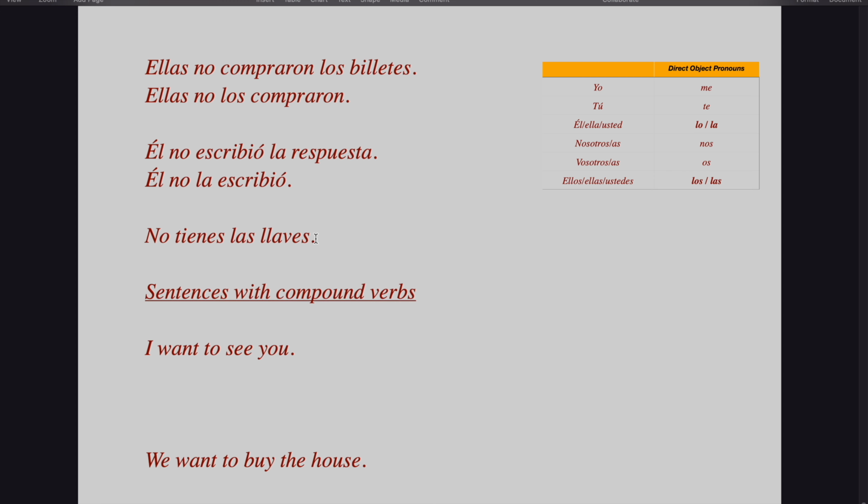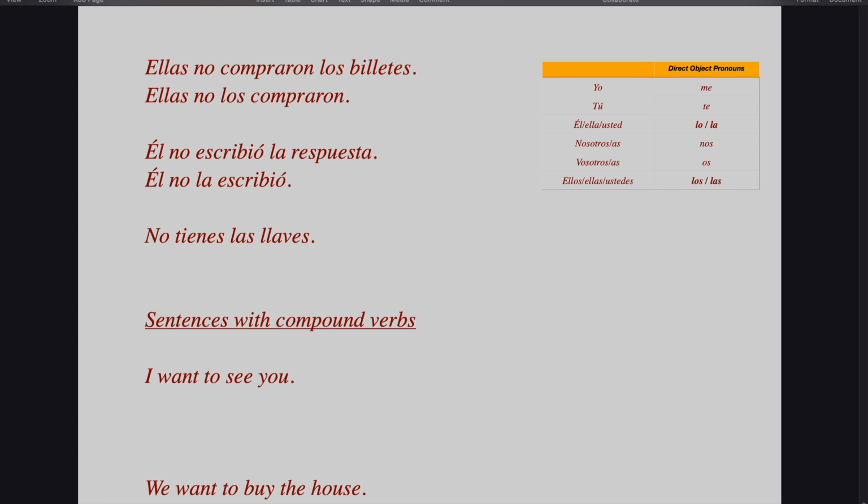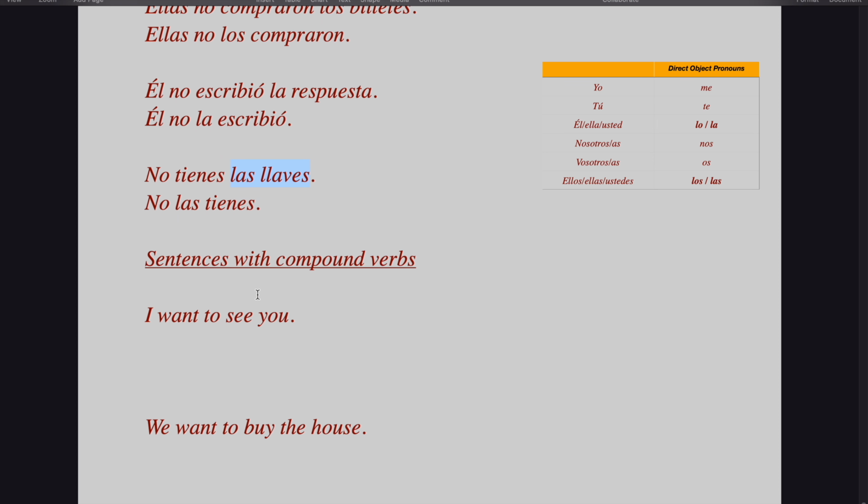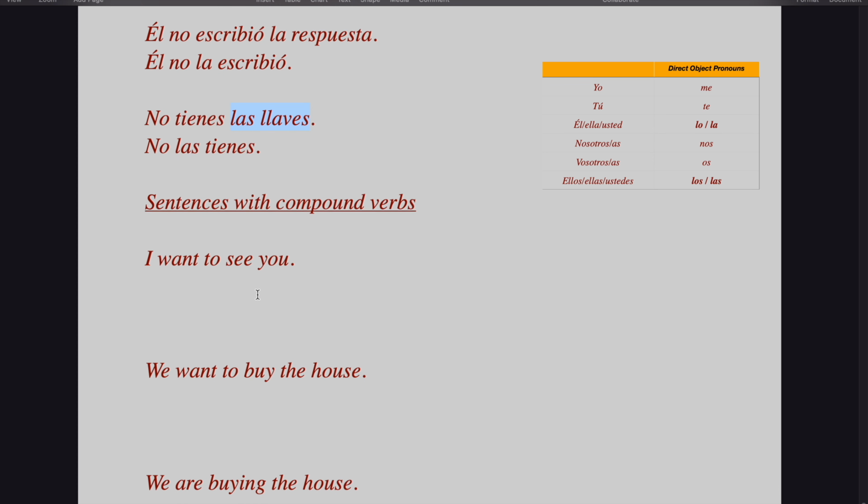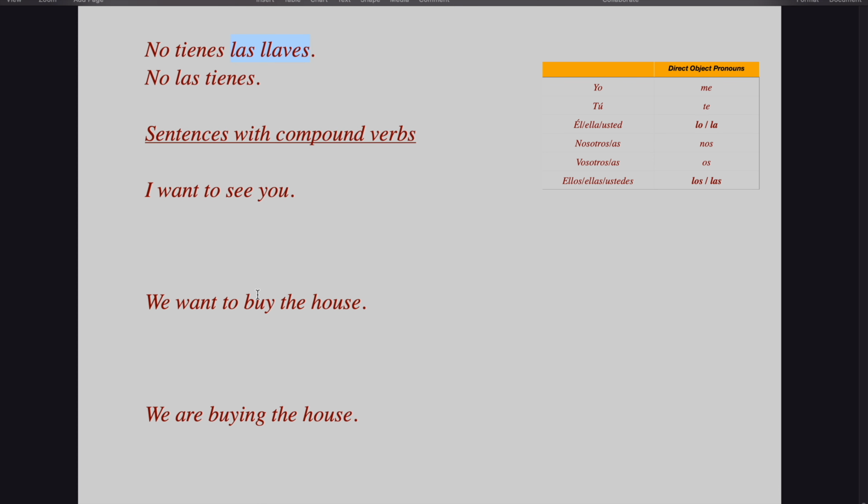And next one, no tienes las llaves. You do not have the keys. No las tienes. No las tienes, because las llaves is a feminine noun in plural. So, no las tienes.